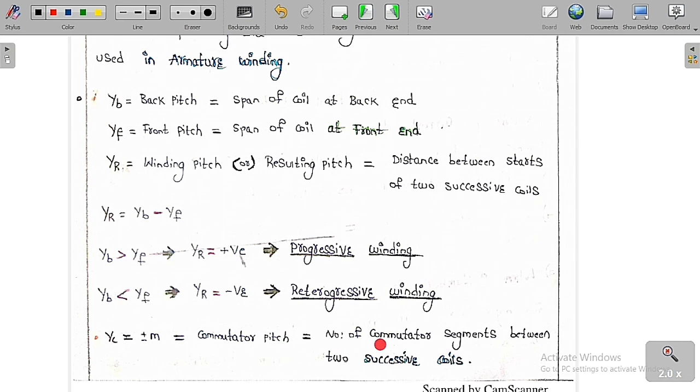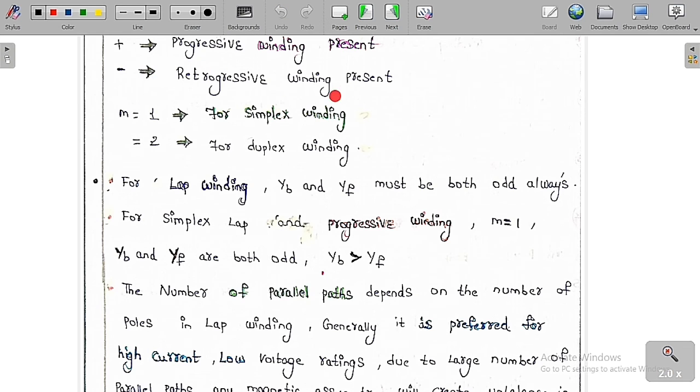The number of commutator segments between two successive coils is called the commutator pitch, which is Yc equal to plus or minus m. Here, positive is for a progressive winding.